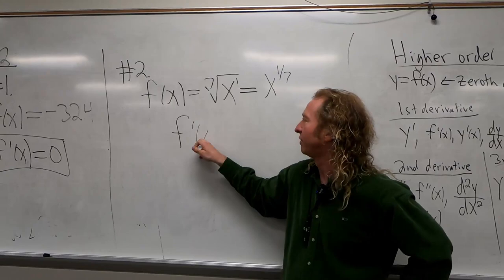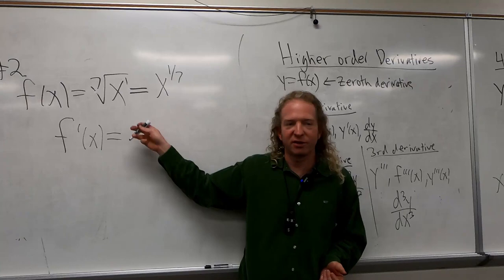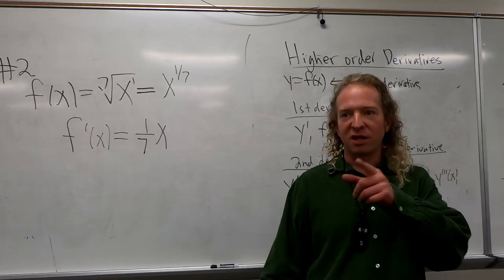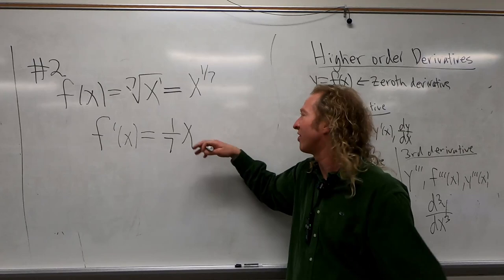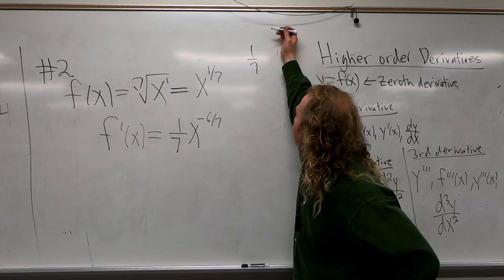This is a good problem. So you put the 1/7 in the front. So you get 1/7 x to the -6/7, because it's 1/7 minus 1, which is 7/7. 1/7 minus 7/7 is -6/7.